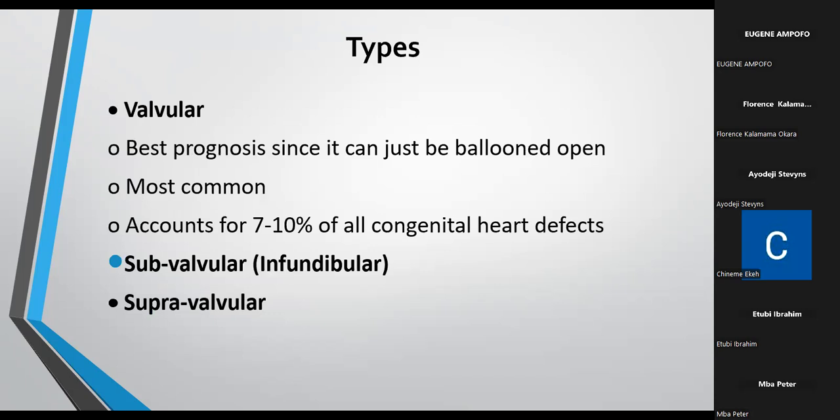Like I said, the valvular type is the most common and has the best prognosis, since it can just be balloon opened, and accounts for 7 to 10% of all congenital defects. You have the subvalvular, which is also the infundibular, and the supravalvular.